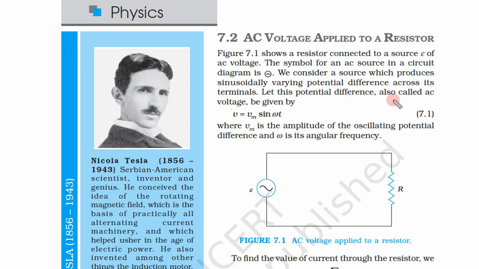After having an introduction to AC current, let us see what happens when we apply AC voltage to a resistor. Here you can see the image of the famous scientist Nikola Tesla. He can be said to be the father of alternating current.